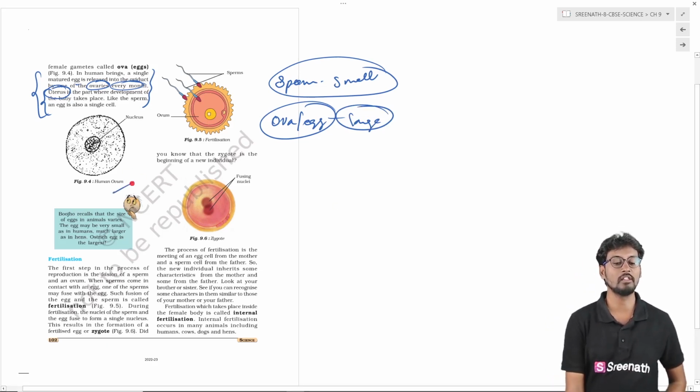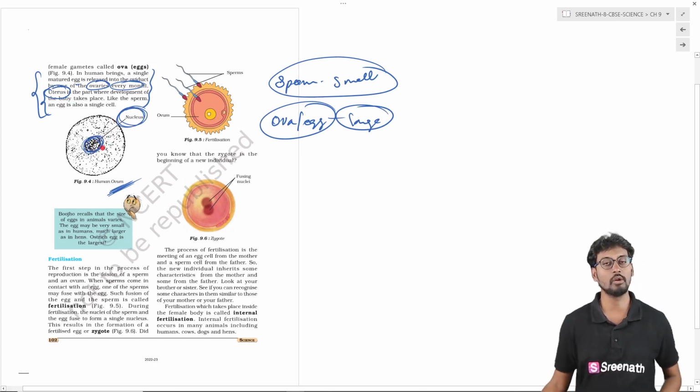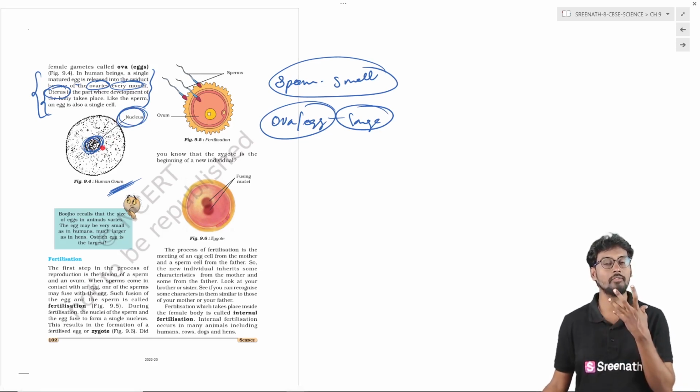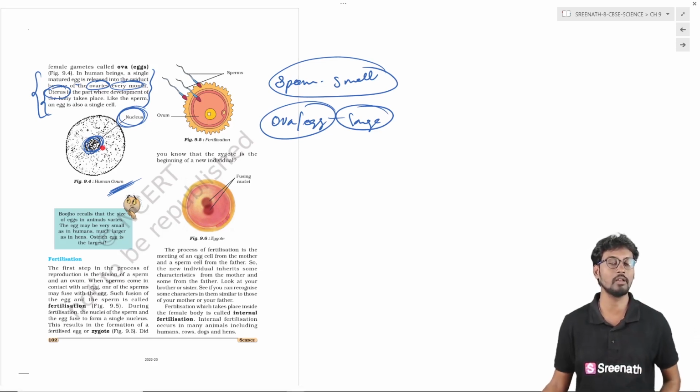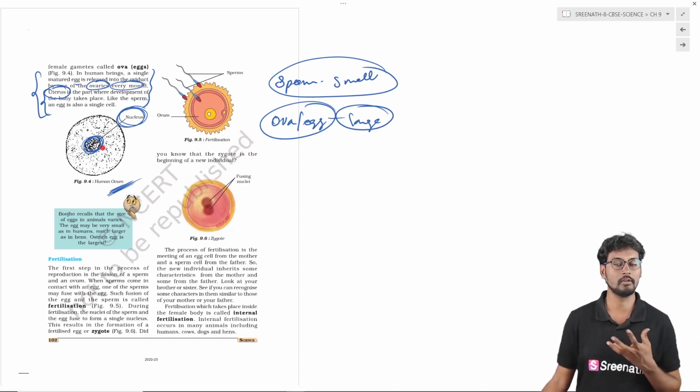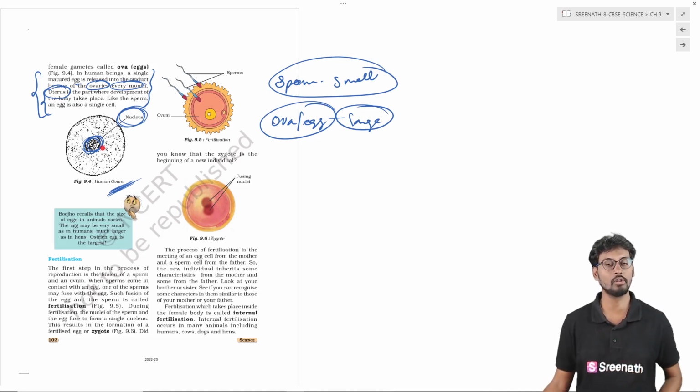Here this is the human ovum, and there is the appearance of a nucleus within the cell. The human ovum is a female reproductive cell, also called the female gamete or ova, which is released once per month. Per month, only one can be released from the ovary to the oviduct.